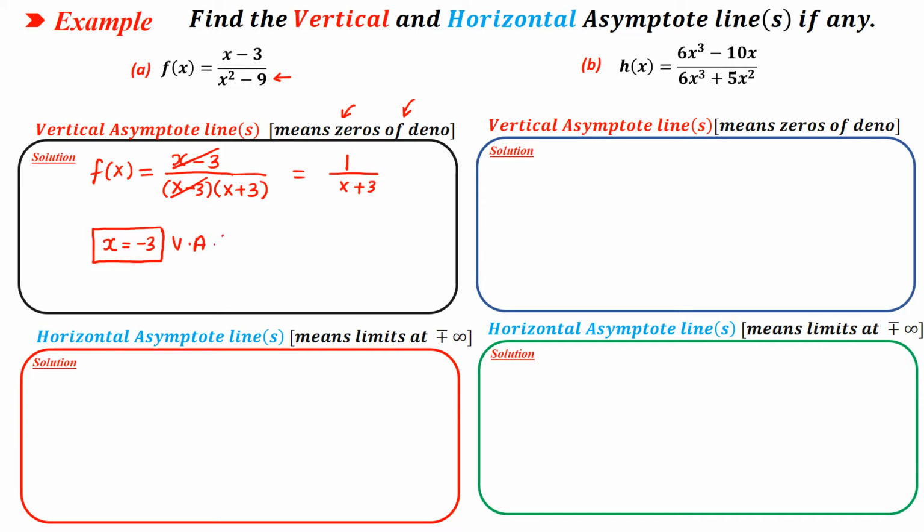Now what about the horizontal asymptote line? The horizontal asymptote line means you have to take the limit of the function at infinity and negative infinity. So it means limits at infinity and negative infinity. So you have to find the limit of f of x when x goes to positive or negative infinity.